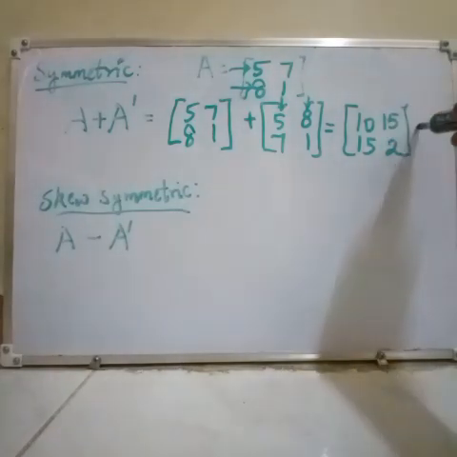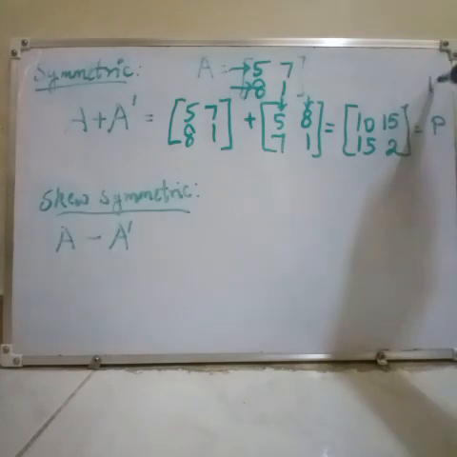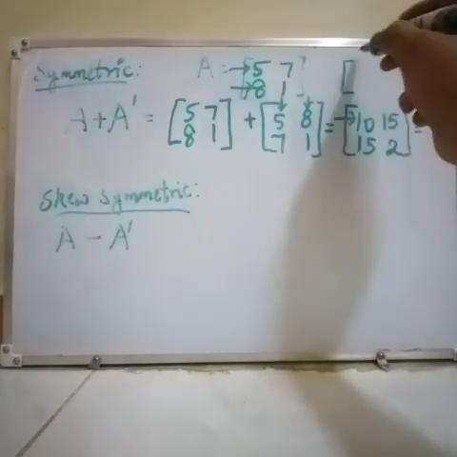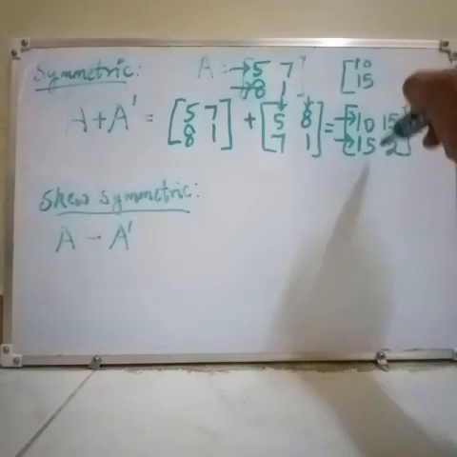Let this matrix be the P matrix. This is our P matrix. Now checking the P dash, that is the transpose of this matrix. The first row becomes the first column, and the second row becomes the second column.